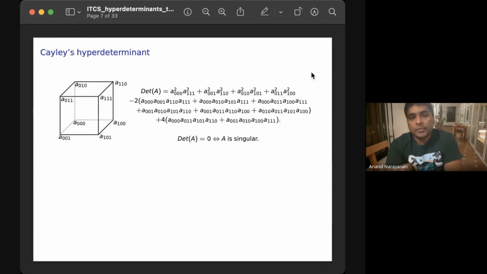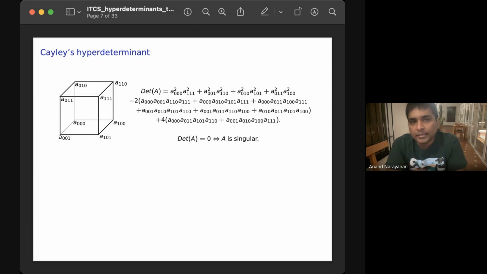Okay, so in the 2-dimensional case, when do you know if a solution exists at all? And the answer is rather familiar. It is precisely when the determinant vanishes, right? And remarkably, Cayley wrote down an expression that is a generalization of the usual determinant for the 3-dimensional case for the simplest tensor format, namely 2 by 2 by 2 tensors.